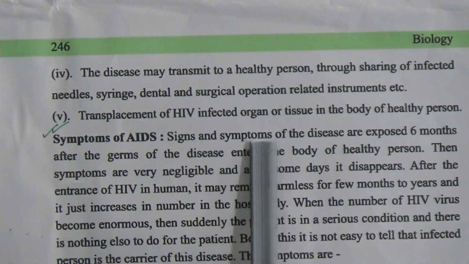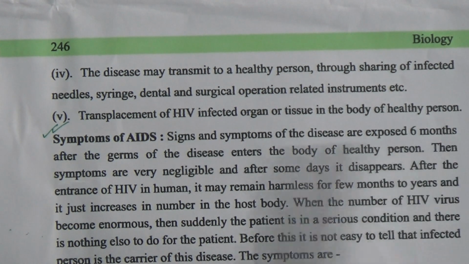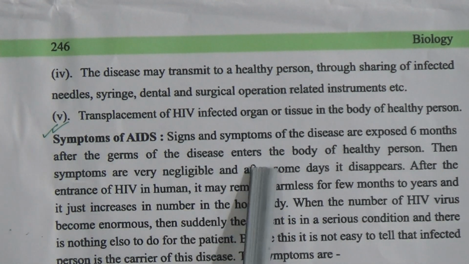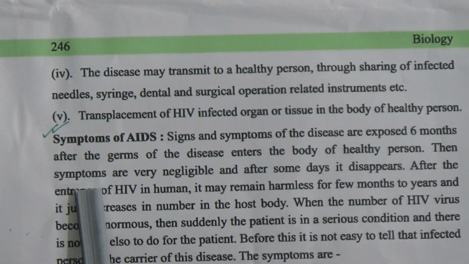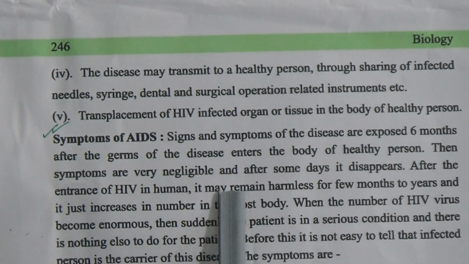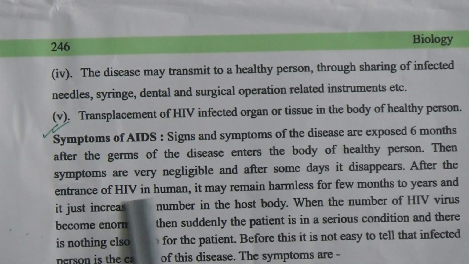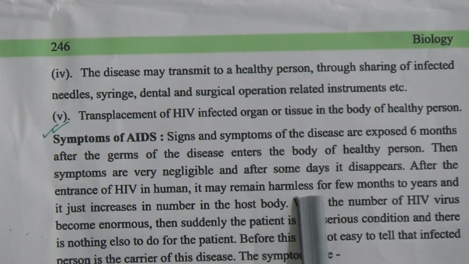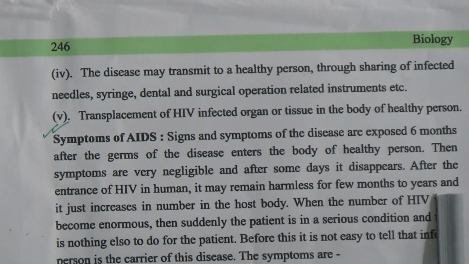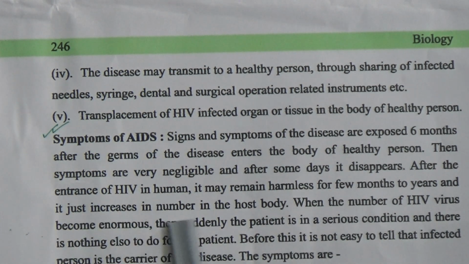Signs and symptoms of the disease are exposed 6 months after the germs of the disease enter the body of a healthy person. Then symptoms are very negligible and after some days they disappear. After the entrance of HIV in human, it may remain harmless for a few months to 2 years, and it just increases in number in the host body. When the number of HIV virus becomes enormous, then suddenly the patient is in a serious condition and there is nothing else to do for the patient.